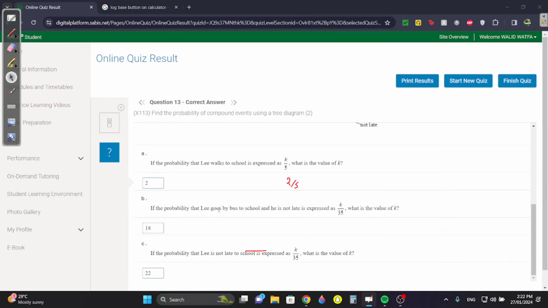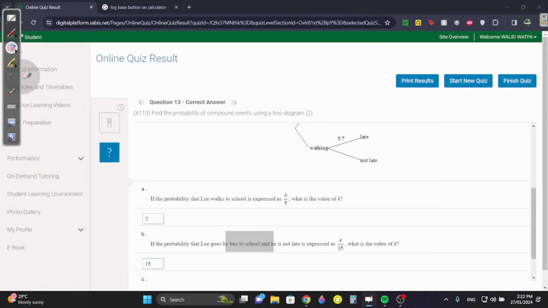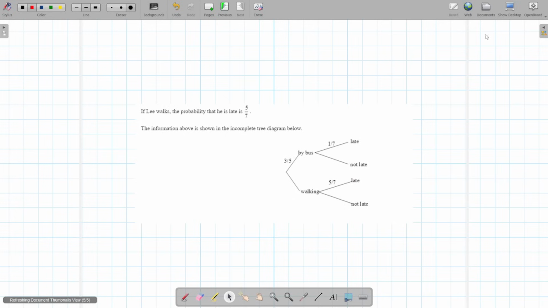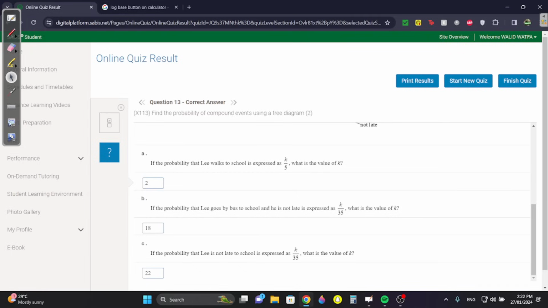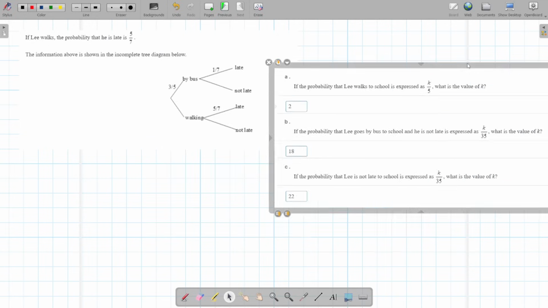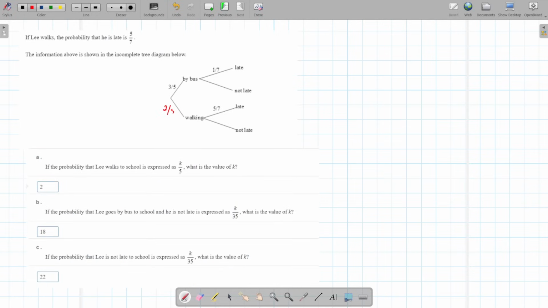Then they say, what's the probability he goes by bus and he's not late? So, I don't know if I should screenshot and put it, wait. Let me put, okay, put new page, icon, current page. Okay, put this on down here. We said this is over here 2 over 5.